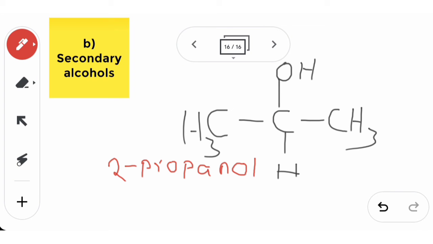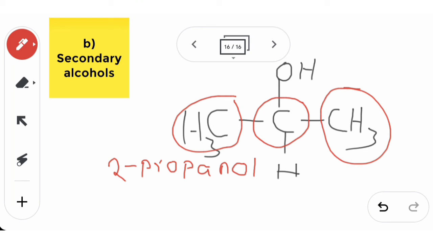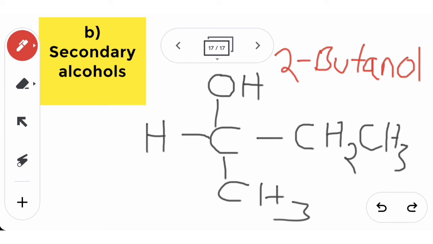This alcohol is called 2-propanol, and it is a very good example of secondary alcohols. Our alpha carbon is this carbon right here. We know the alpha carbon is the carbon atom that is linked to the functional group. So this alpha carbon is connected to two carbon atoms. You can see we have a carbon atom right there, and we also have another carbon atom right there. So if you have an alpha carbon which is bonded to two carbon atoms, then what you're going to have is a secondary alcohol.